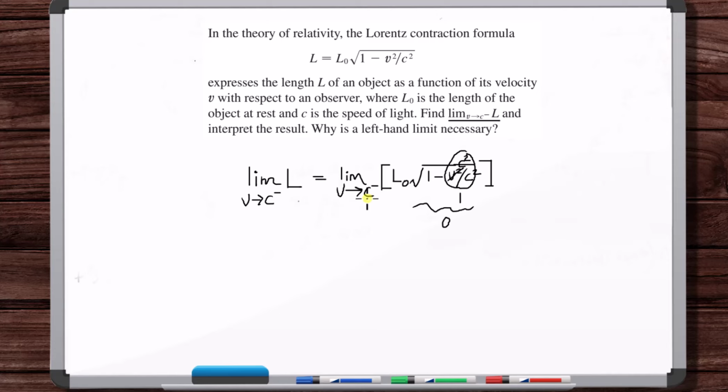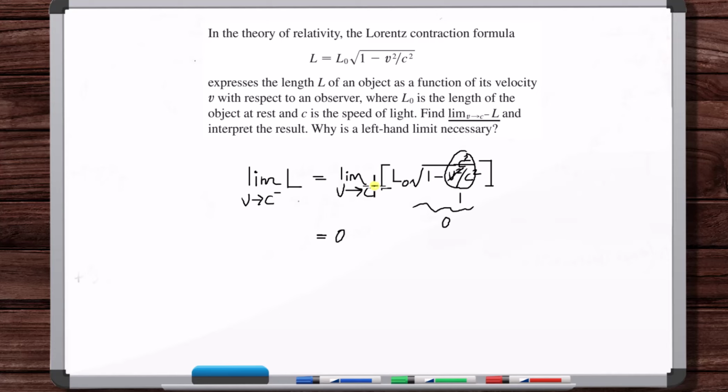So as V approaches the speed of light from the left, this is going to be an infinitesimally tiny number. An infinitesimally tiny number times L naught is just another infinitesimally tiny number. So this limit is approaching 0.